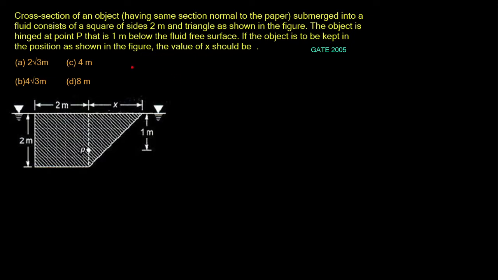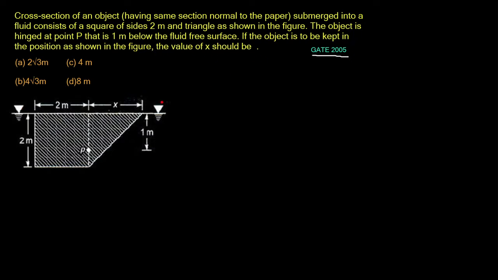Today we'll be discussing a question on hydrostatic pressure and buoyancy, which was asked in GATE 2005. So let's read the question first. Cross section of an object having same section normal to the paper submerged into a fluid consists of square of sides 2 meter and triangle as shown in the figure. The object is hinged at point P, that is 1 meter below the fluid free surface. If the object is to be kept in the position as shown in the figure, the value of x should be.